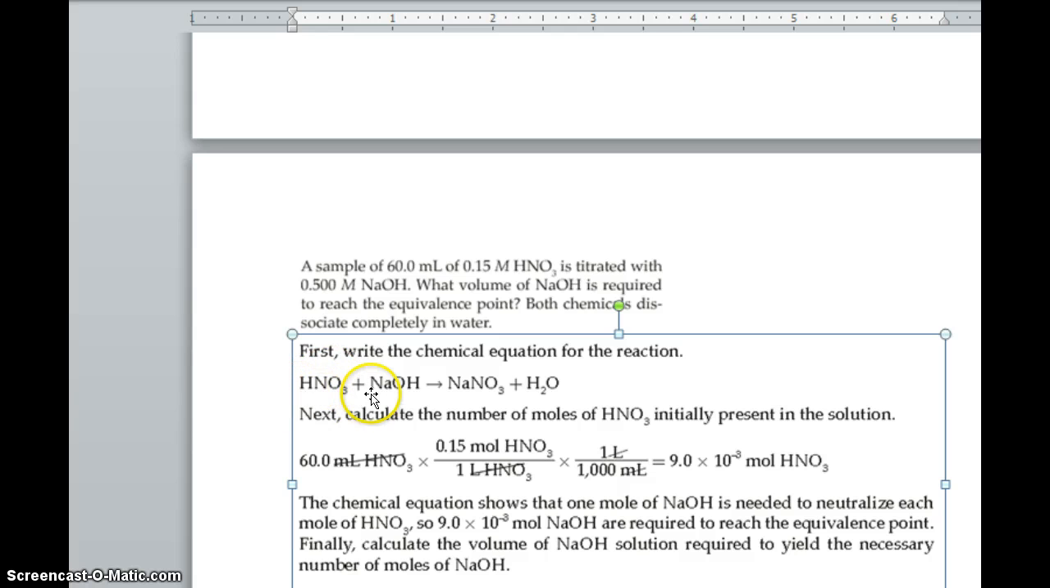The chemical equation shows that 1 mole of NaOH is needed to neutralize each mole of HNO3 because they have a coefficient of 1 when it's balanced. So 9 times 10 to the negative third moles of NaOH are required to reach the equivalence point.